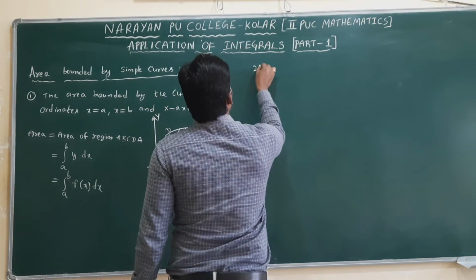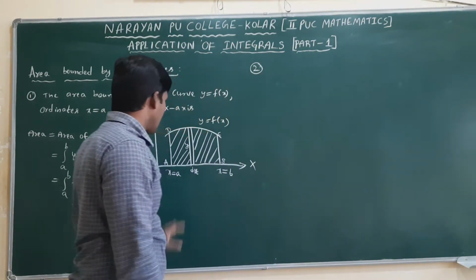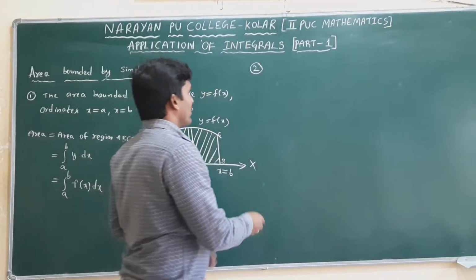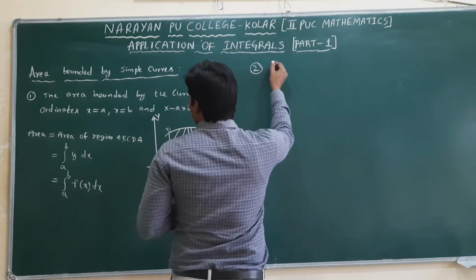Next, the same region is clearly positive only when it is in the first quadrant, above the x axis. When coming to below the x axis, what will you take?